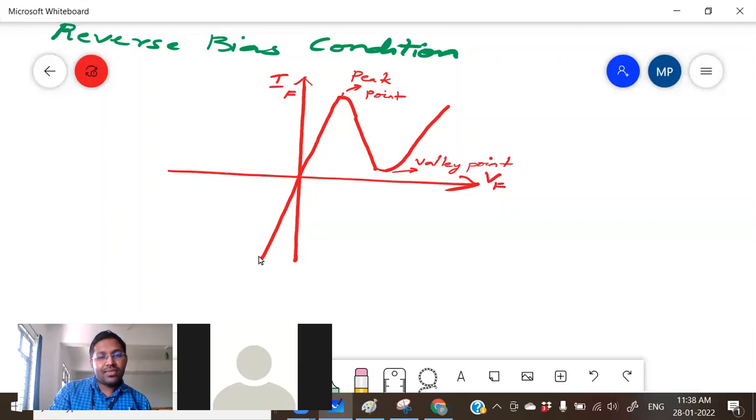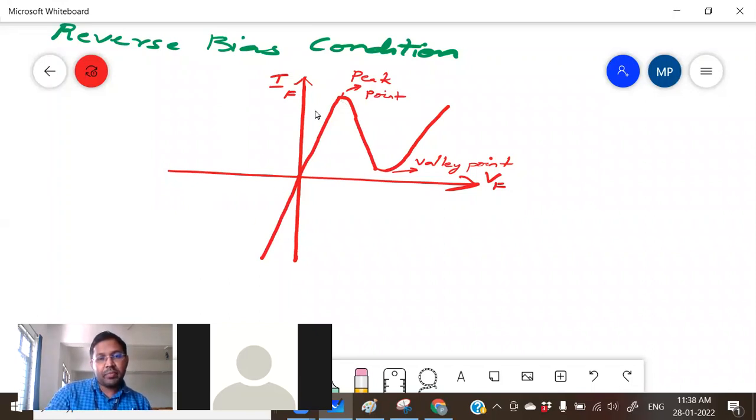Now, say from this point to this point, that is before peak point. Before peak point, what is the situation? The slope is positive. What is slope? You know very well, dy by dx. In this case, in place of y, you have current, and in place of x, you have voltage. So di by dv will give the slope of a straight line.